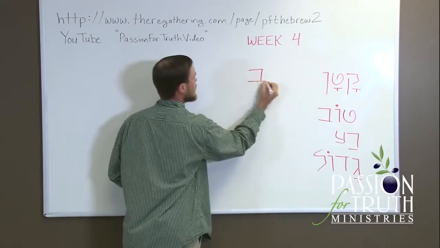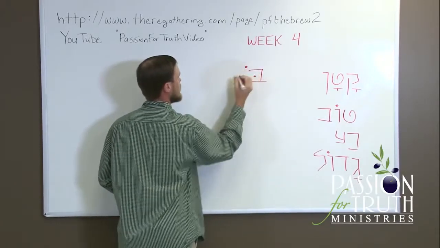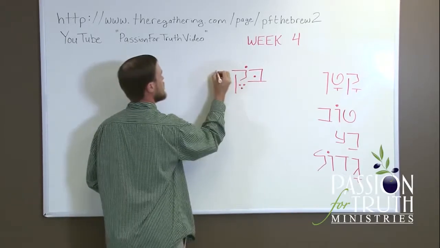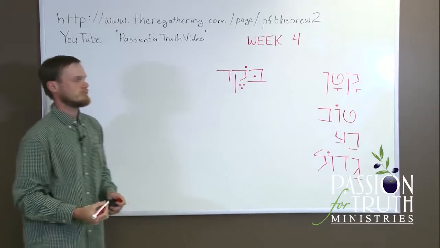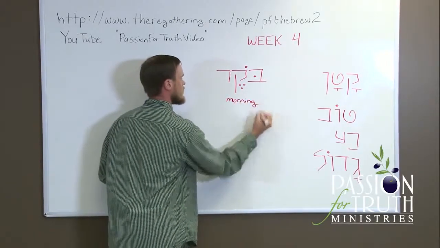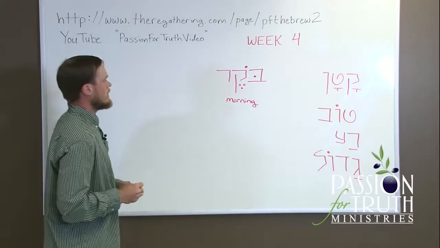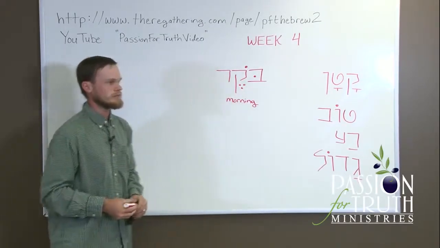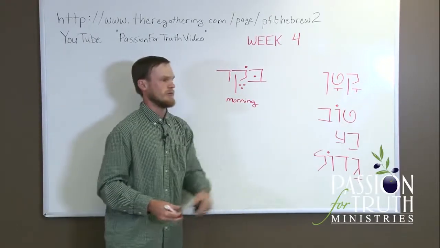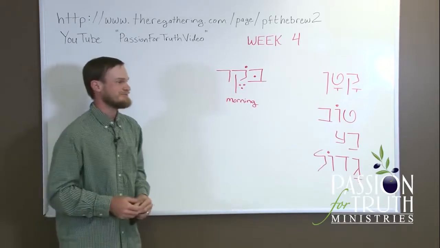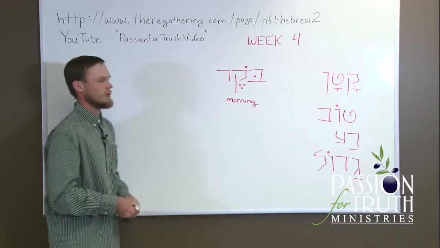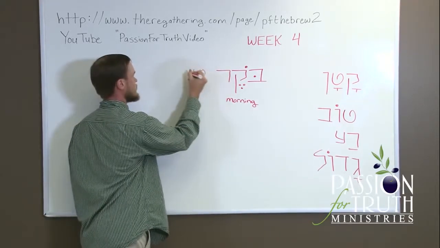Okay, boker spelled bait, cholam vowel, kuf, segol vowel, and then resh. Boker is morning. Now, you can't really speak of a small morning or a big morning, but you could speak of a good morning or a bad morning, although you probably say boker tov much more than boker ra. At least I hope so. Okay, so boker tov, very common expression, good morning.